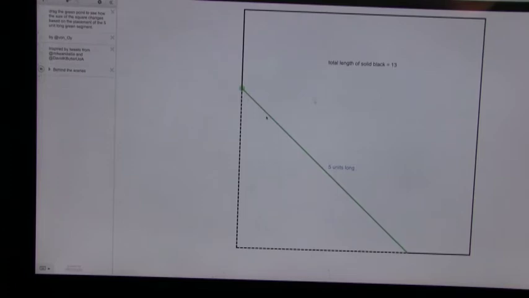Now, let me ask you one other question. Without writing out the equations, we know that the thick black line is 13. What are the other side lengths, or the side lengths of the right triangle? It's 5 root 2 over 2. So what's the total perimeter of the square here? So it's 13 plus 5 root 2.